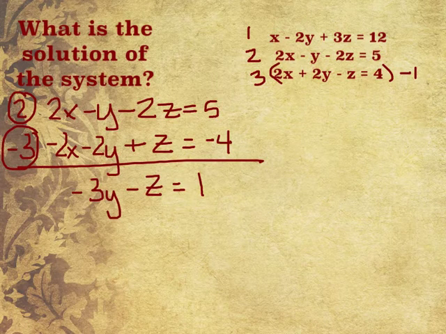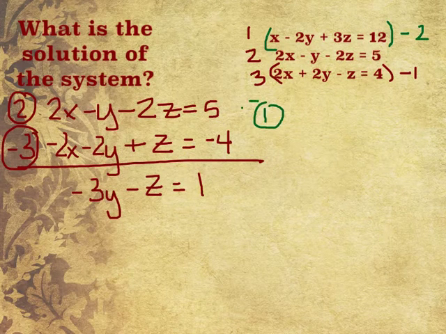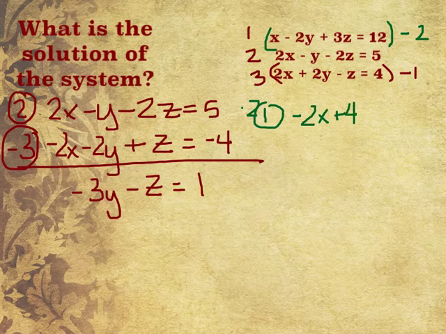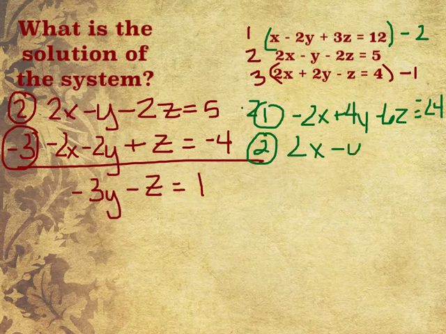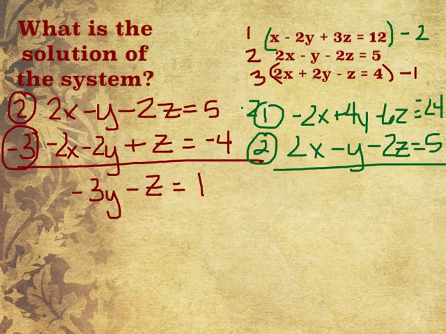So looking up here, I want to cancel out my x, so I can multiply my number 1 equation by negative 2 and add it to my number 2 equation. So my number 1 equation multiplied by negative 2 would be negative 2x plus 4y minus 6z equals negative 24. Then I'll add my second equation, which is 2x minus y minus 2z equals 5. And we'll add those straight down.